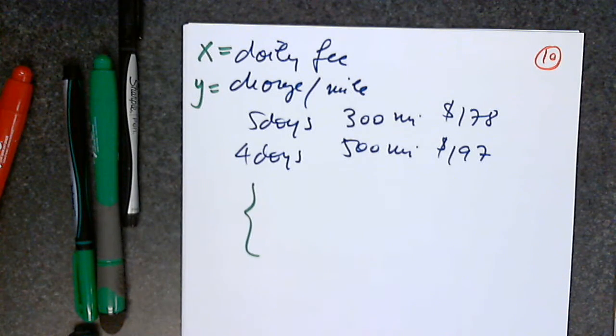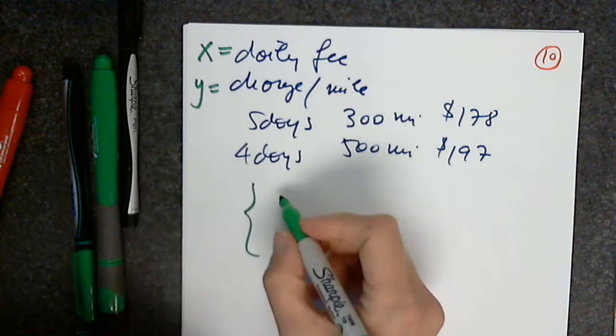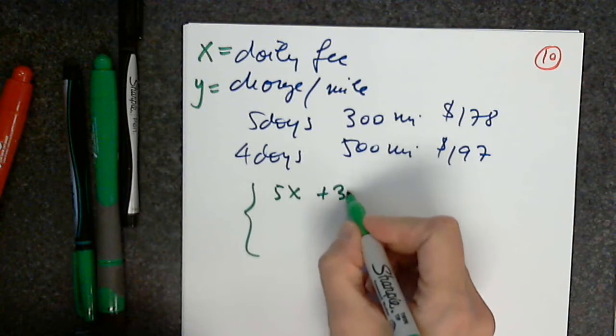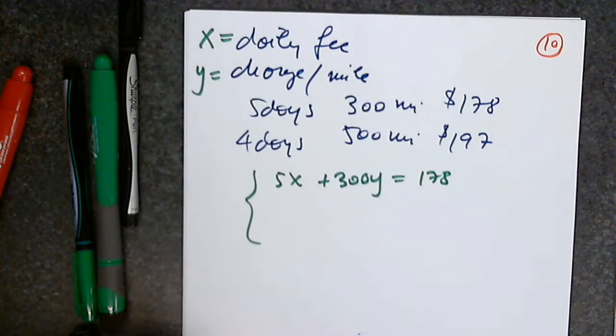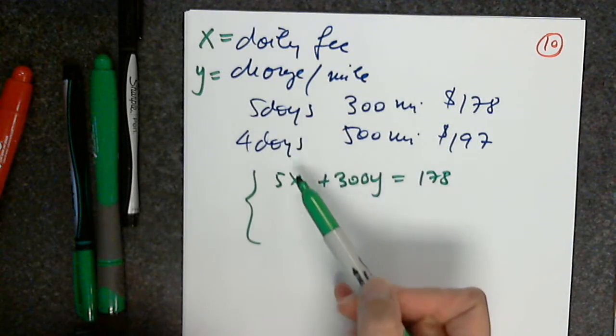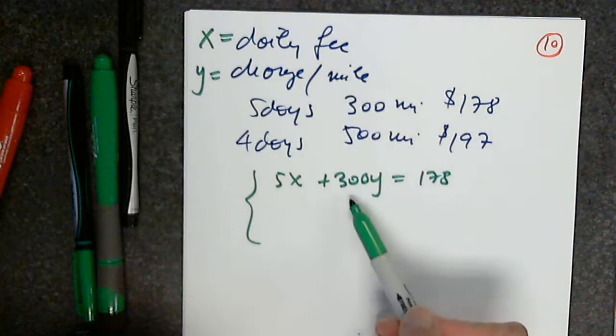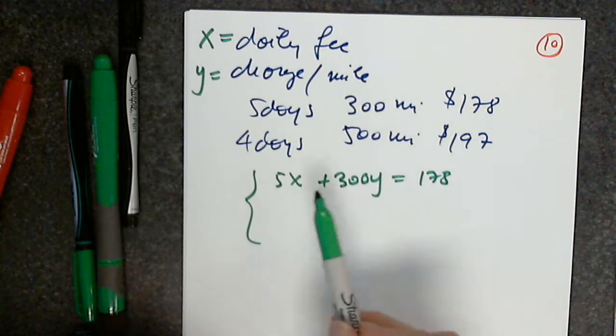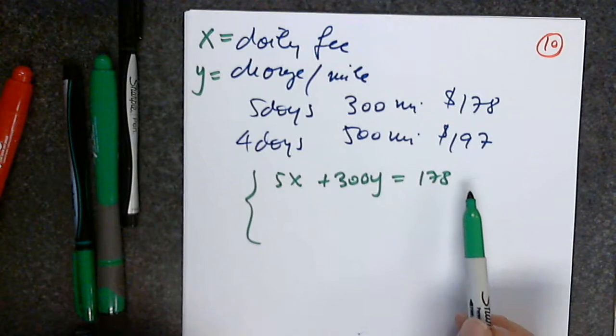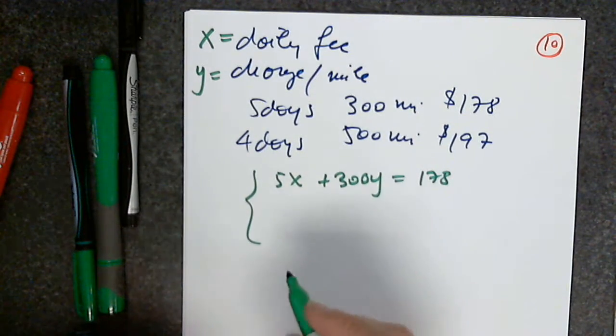5x plus 300y equals 178. Excellent. Perfect. So 5 days times the charge per day plus 300 miles times the charge per mile equals dollars. Dollars plus dollars equals dollars. Okay, and we need one more.